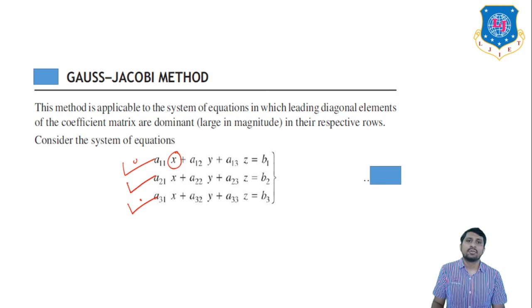So in the Gauss-Jacobi method, make sure of these important things. Next session we will discuss the Gauss-Seidel method and solve some important examples.